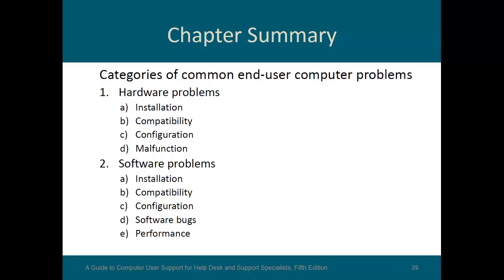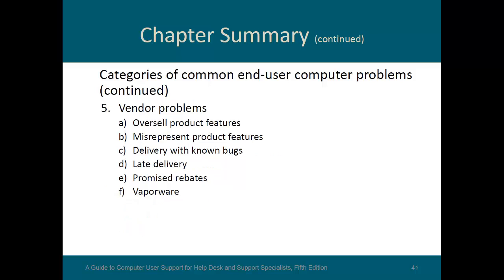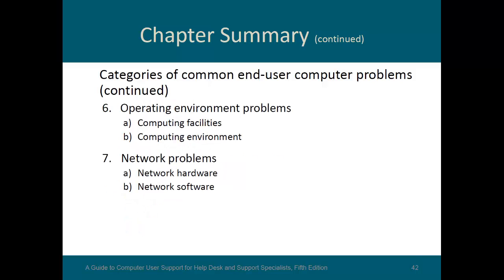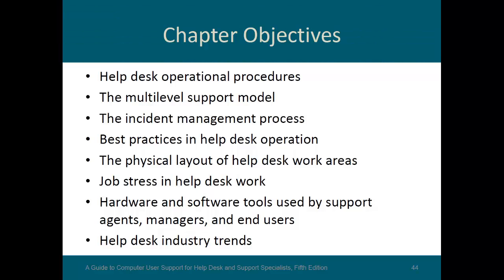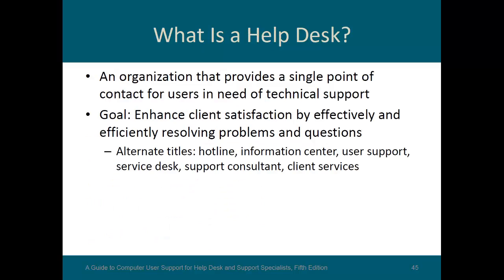So, in our chapter summary, we talked about hardware and software problems, user and documentation problems, vendor problems, operating system, and network problems. Let's get right into chapter 6. Our objectives will be help desk operational procedures, the multi-level support model, incident management process, best practices in help desk, physical layout of help desk work areas, job stress, hardware and software tools, help desk industry trends.